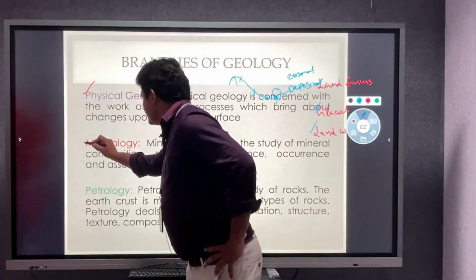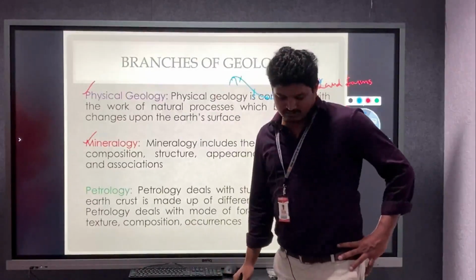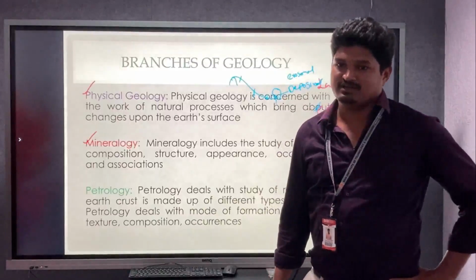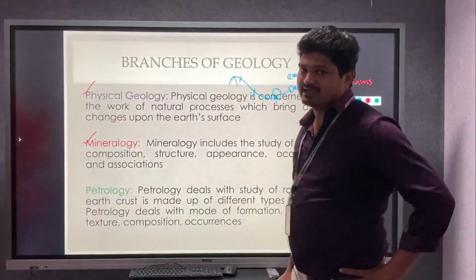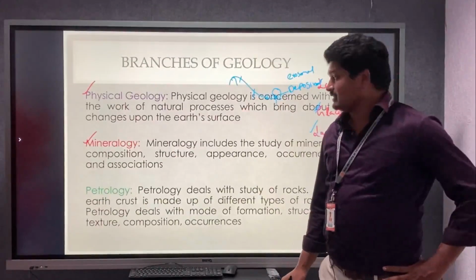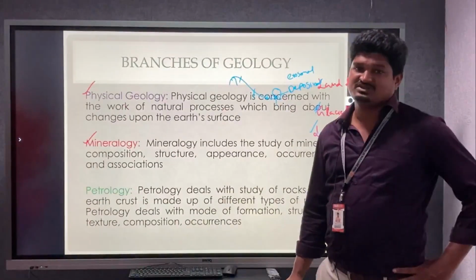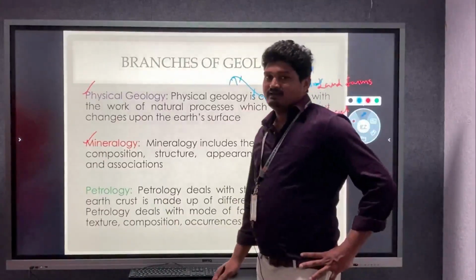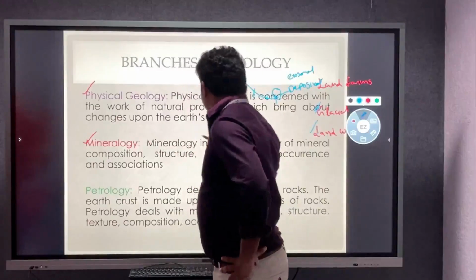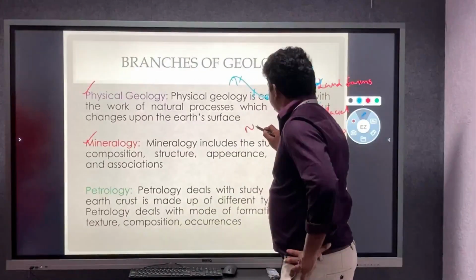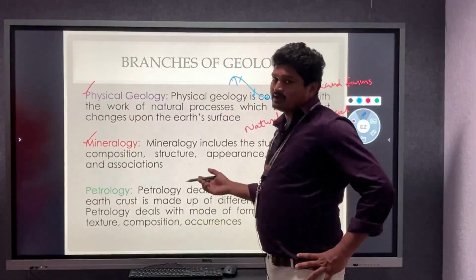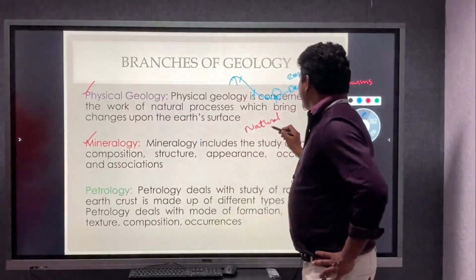So now coming to mineralogy. Before going to mineralogy, we should know about minerals. So what is a mineral? A mineral means a naturally occurring substance with a definite atomic structure and a definite chemical composition. That we call a mineral. First of all, a mineral must occur naturally.